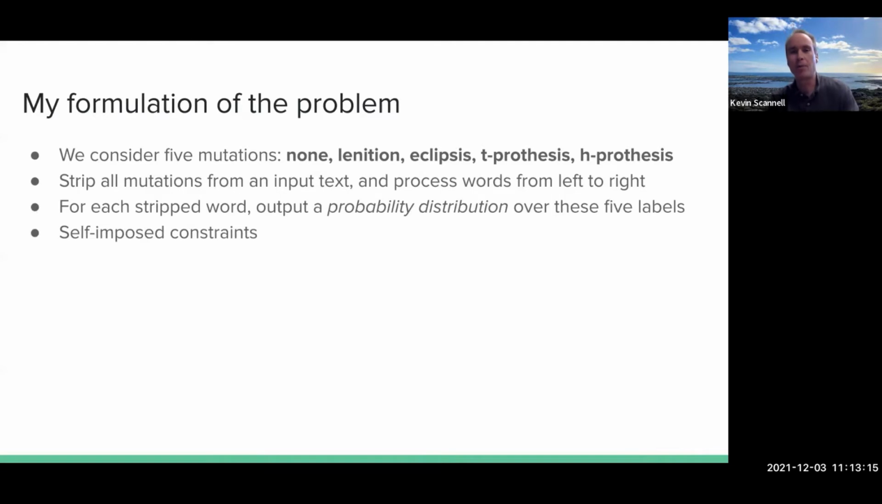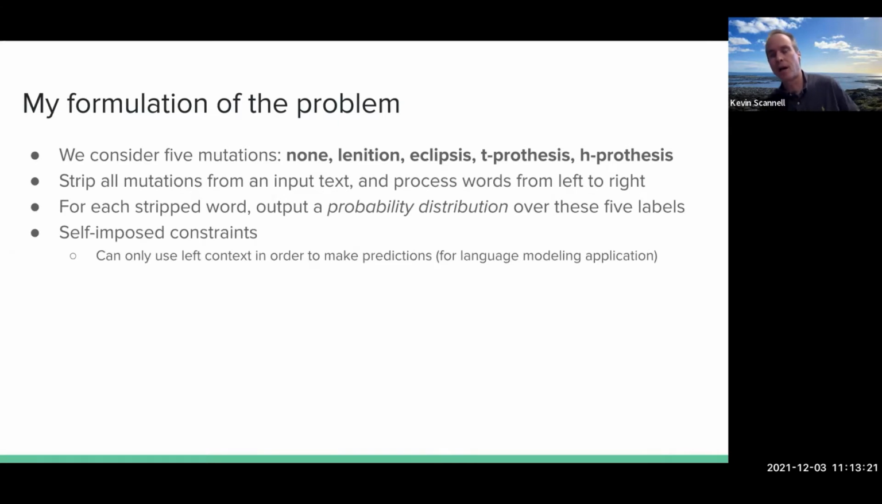So I impose a couple of constraints on the problem to make it harder for myself. One is that I'm only allowed to use context to the left of the target word in order to make predictions. The reason for this is that I want to use this for statistical language modeling. And the kind of modeling that I do is modeling from left to right, so predicting the probability of a word given the preceding context. That's the standard setup in NLP. I'll come back and talk about why that's a serious challenge.